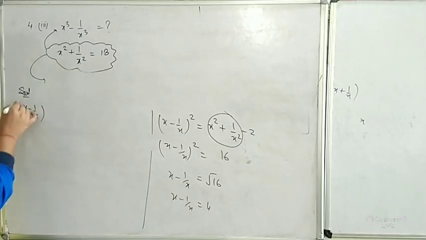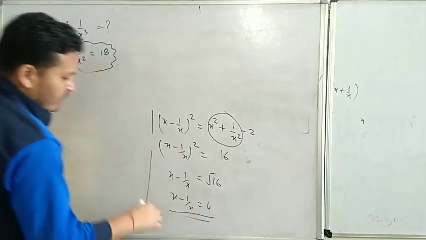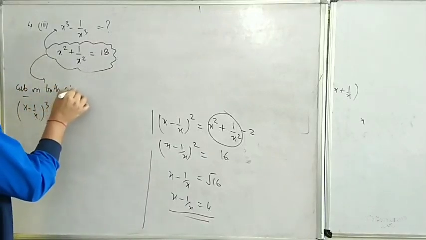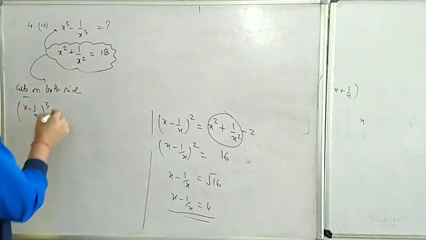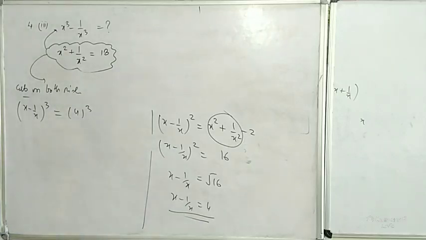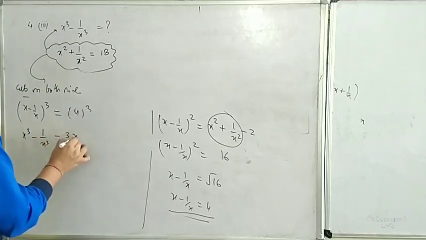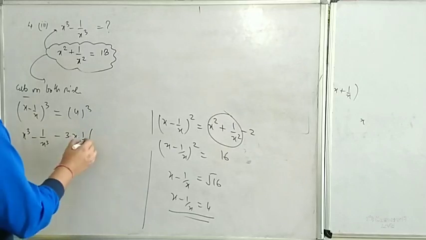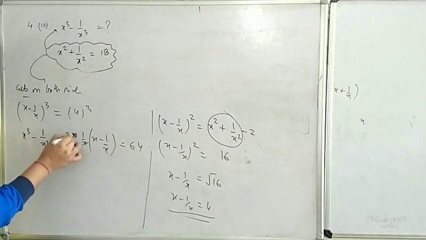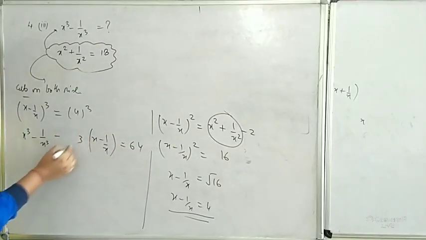So x minus 1 by x whole cube. Okay, the value we have, cubing on both sides. Cubing on both sides, it means x minus 1 by x whole cube is equal to the cube of 4. So what is the formula of a minus b whole cube? The formula of a minus b whole cube is a cube minus b cube minus 3ab times (a minus b). So here it will be x cube minus 1 by x cube minus 3 into x into 1 by x, then bracket x minus 1 by x, is equal to 4 cubed, 64. This x cancels out, so 3 is remaining here.